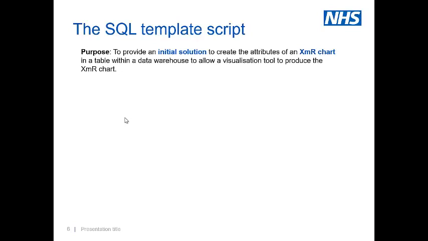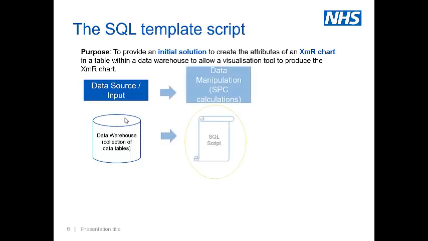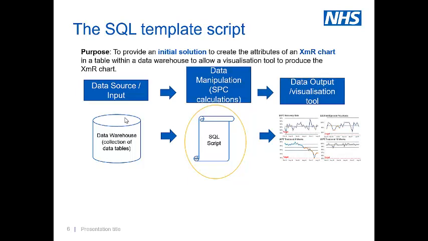Right, back to the SQL template script. So the purpose of this script is to provide you with an initial solution to create the attributes of an XMR chart in a table within your data warehouse or server to allow you to visualize statistical process control charts. So you will have your data source or input, which could be your data warehouse or your data server. Then this script is going to sit next, which will manipulate those tables and provide you with the SPC calculations. And then you've got your output, which will be your visualization tool.